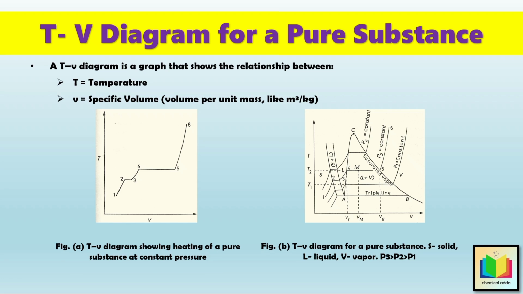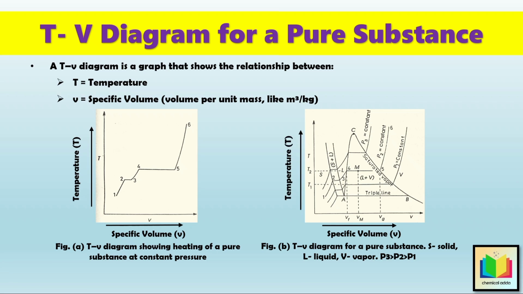Then, in both diagrams, the x-axis represents specific volume, V, and the y-axis represents temperature, T. Therefore, from both figures of the TV diagram, we can understand how a pure substance behaves when heated or cooled, especially during phase changes, like melting or boiling. Now, let's understand these two figures of the TV diagram in detail.